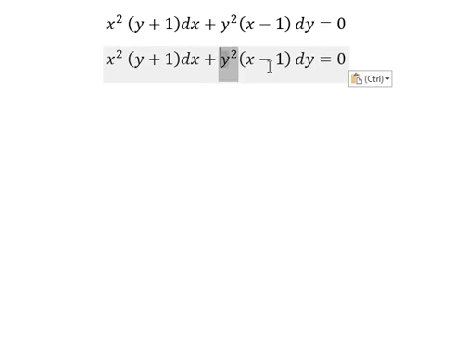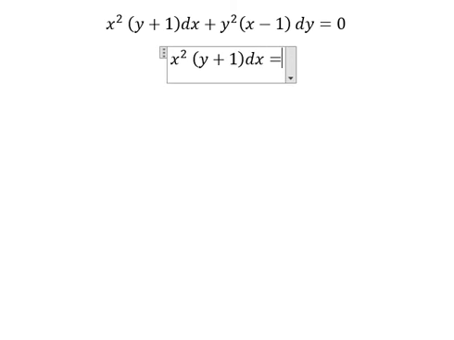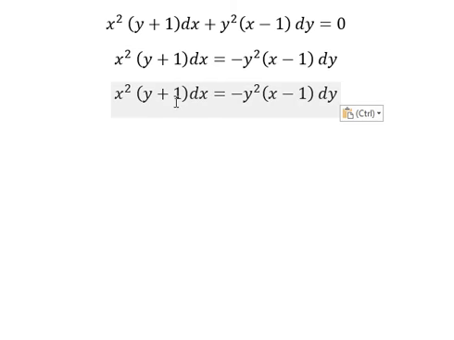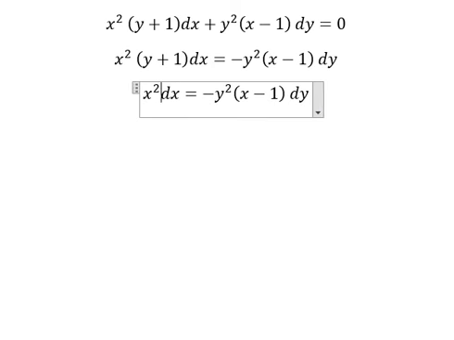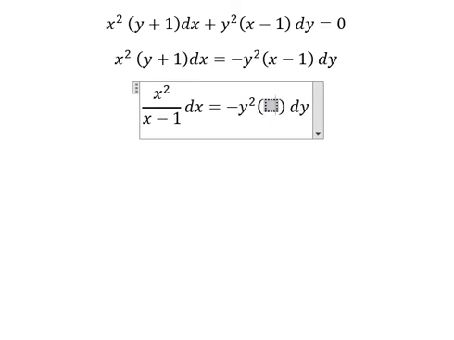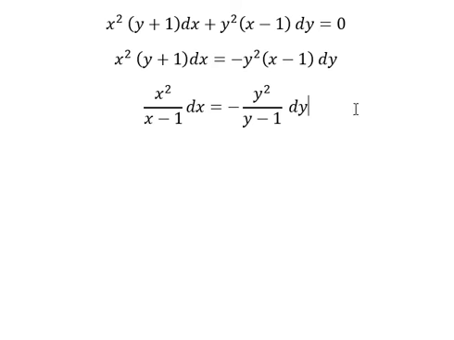The first thing, I will put this one to the right. Next, we divide both sides by y plus 1 and s minus 1, number 1. Next, we need to integrate both sides in here, and they should be like this.